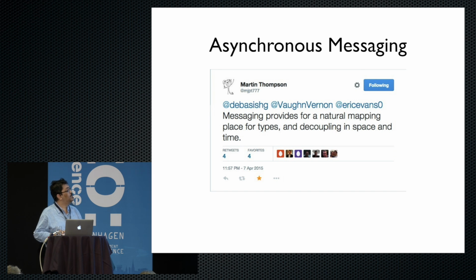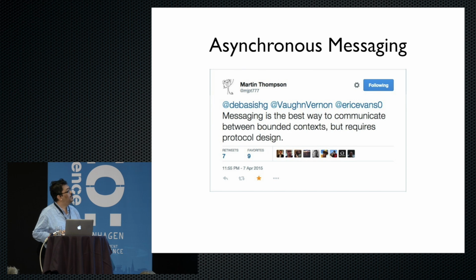Quite some time back, Martin Thompson, one of the leaders in asynchronous computing, tweeted this one. Messaging provides for a natural mapping place for types and decoupling in space and time. For those entities which are decoupled in space and time, messaging gives you a very good substrate for implementation. One more tweet. Messaging is the best way to communicate between bounded contexts, but requires protocol design. This is the most important part. You cannot have arbitrary messages flowing across bounded contexts. You need to have a protocol. And that's also explicitly explained in Eric Evans's excellent book on domain-driven design, where he discusses bounded contexts.